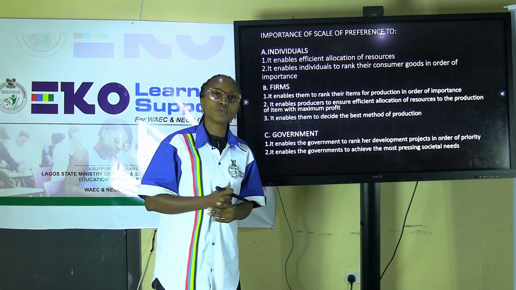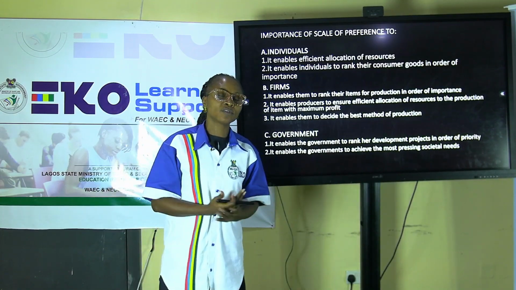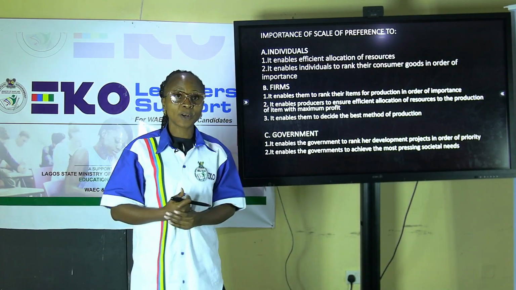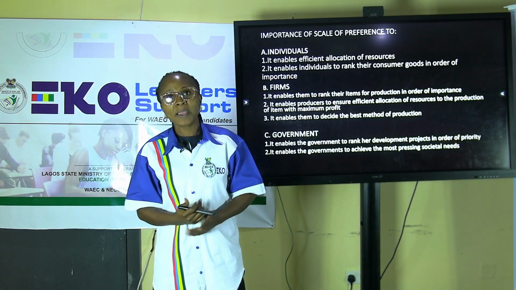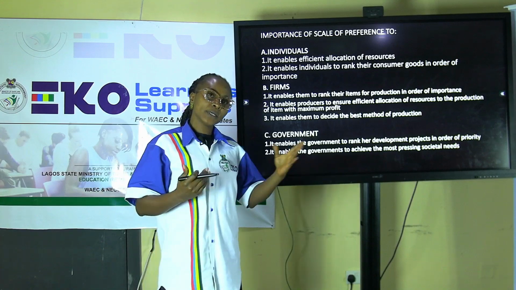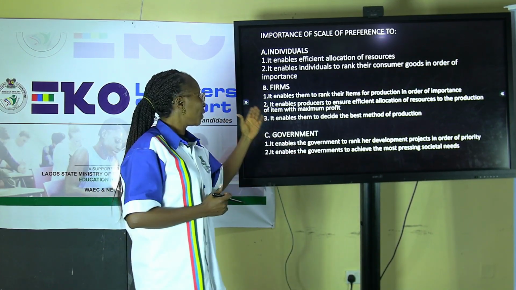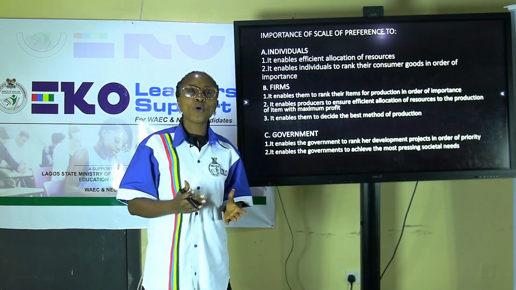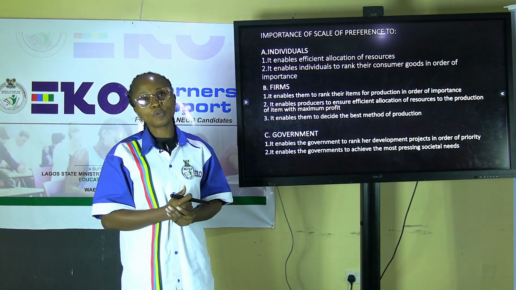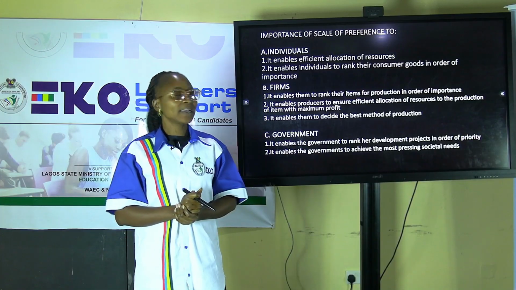Thirdly, it enables them to decide the best method of production to be used. In economics, where we are talking about the issue of scale of preference, we also need to consider the technique of production they are going to use. Maybe the firm is going to go capital intensive or labor intensive. With the knowledge of scale of preference, it will enable the firm to know the kind of method of production to use, either to go labor intensive or to go capital intensive.